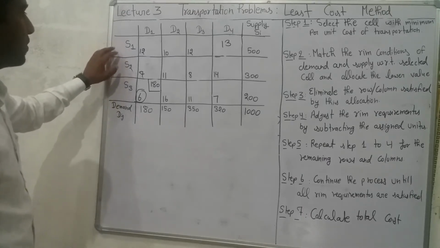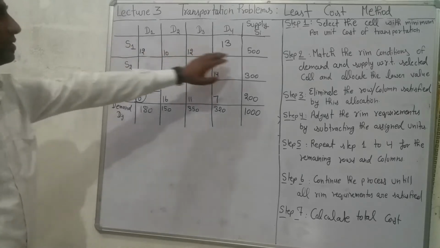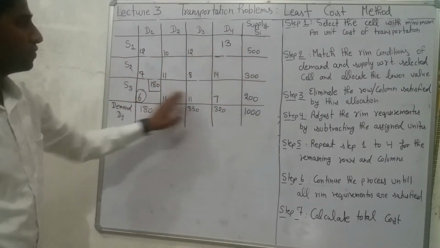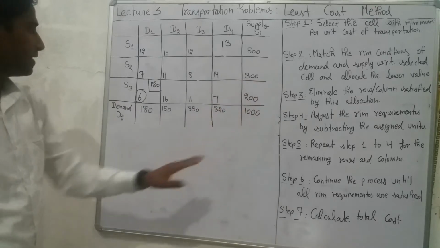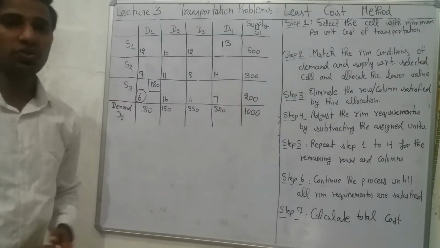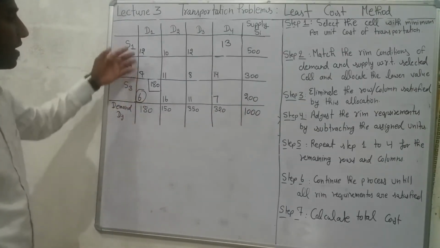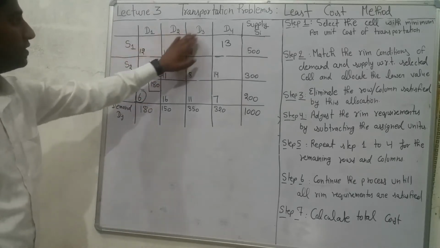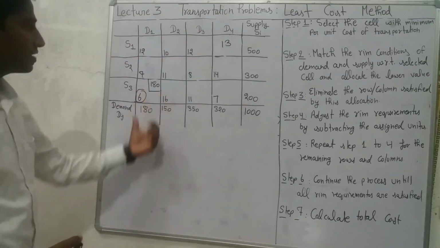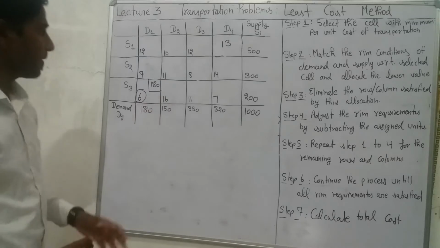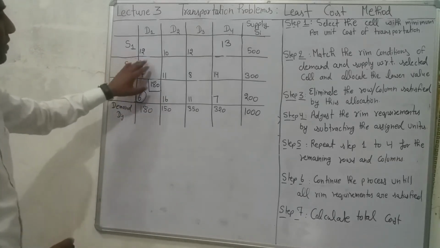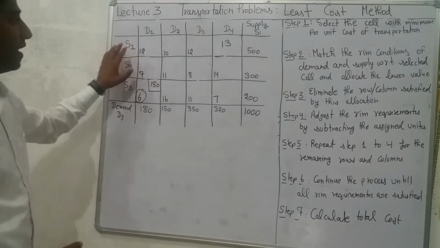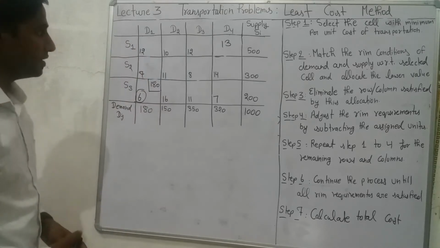The quantity of product available at source 1 is 500 units, at source 2 it is equal to 300 units and at source 3 it is equal to 200 units. Similarly, there are four destinations D1, D2, D3 and D4 with their respective quantities demanded. And the per unit cost of transportation with every possible route is given in this table.